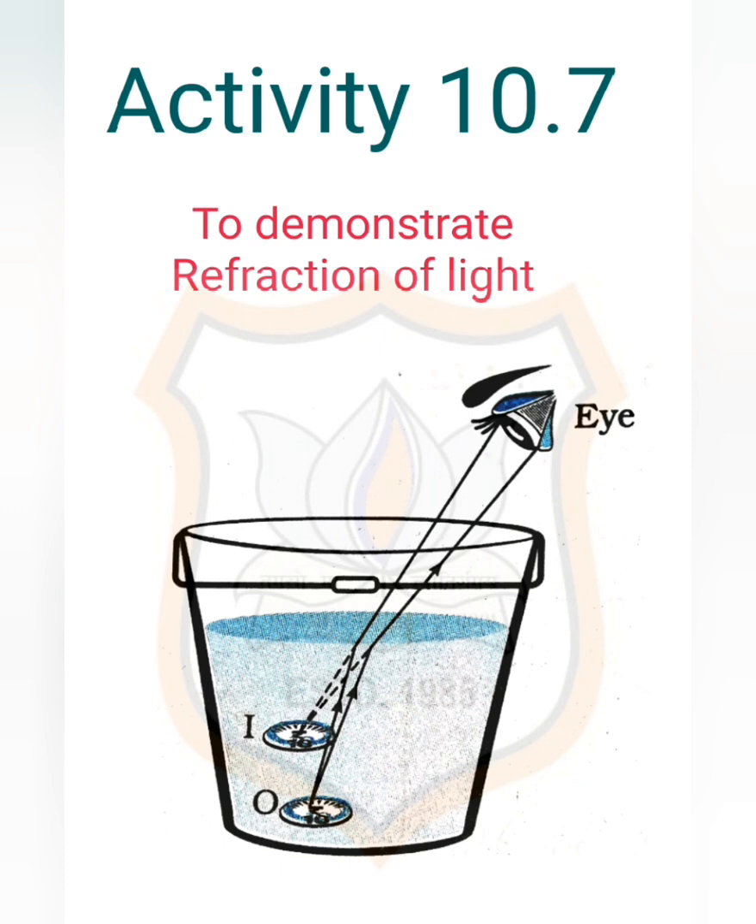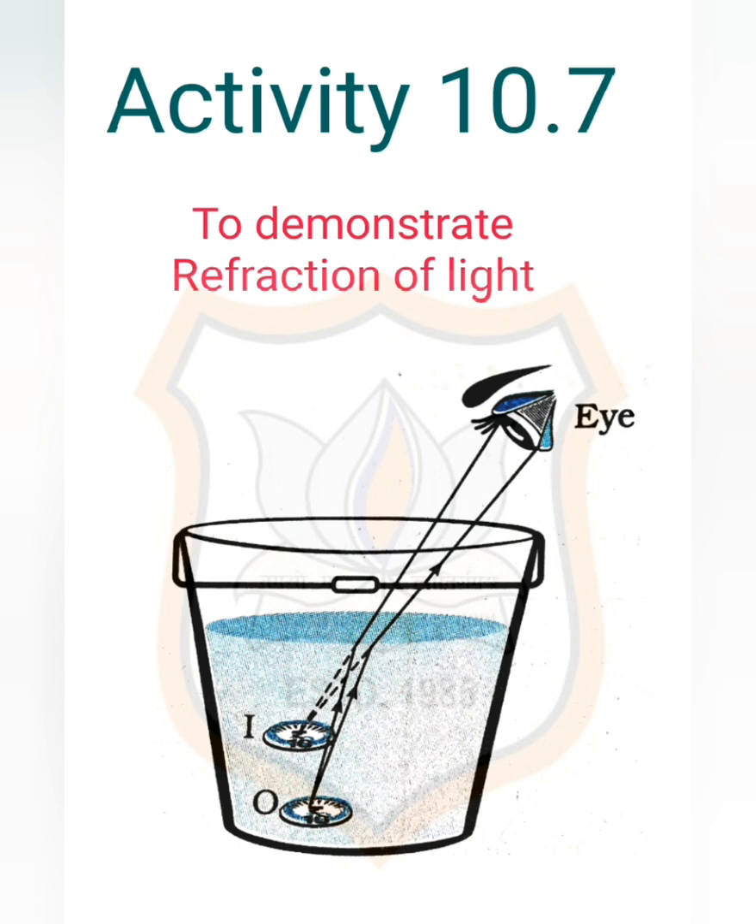Place a coin at the bottom of a bucket filled with water, as shown in the figure. Now, with your eye to a side above water, try to pick up the coin in one go, in one try. Did you succeed in picking up the coin? Actually, no. When you try to pick up the coin with your eye to a side, just above the water, you do not succeed in one go. Why? Let us discuss this.